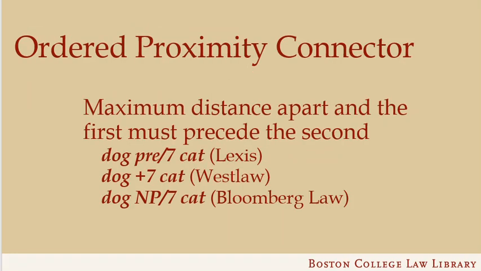A variation on the proximity connector is the ordered proximity connector. Both terms must be within a certain number of words, as with the proximity connector, with the additional requirement that the first must precede the second. This is written as pre/number on Lexis, plus/number on Westlaw, and NP/number on Bloomberg Law. Again, all three systems will let you use either Lexis or Westlaw syntax.